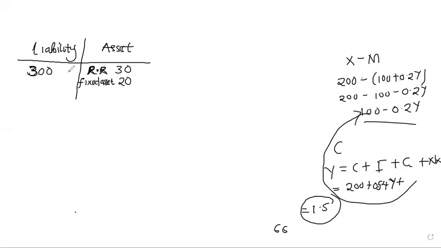Whatever remains, we're going to loan it out. So we have 30 plus 20, that's 50. In order for it to be equal to the liability, the bank is loaning out 250. So 250 is the amount of money that is remaining. Then this is going to be our balance sheet.